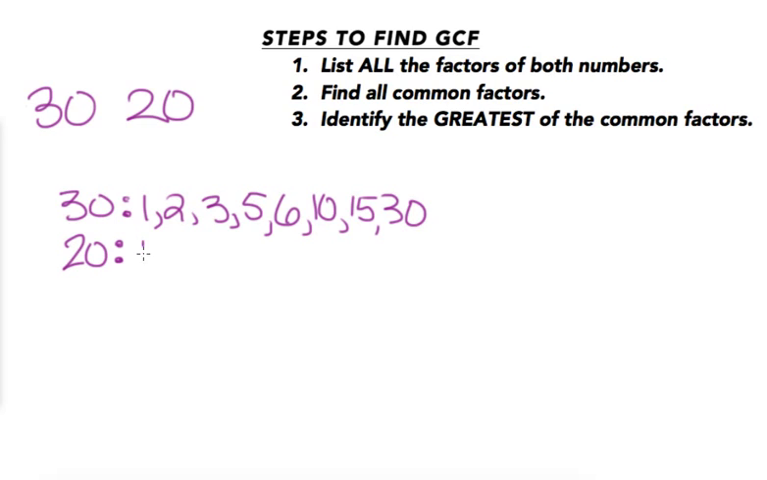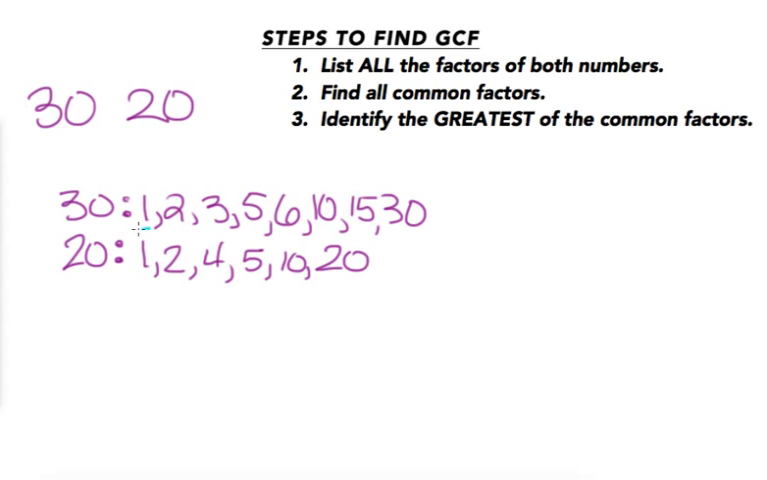I'll show you another method. I'll find factor pairs: 1 and 20 make 20, 2 times 10 creates 20, and 4 times 5 creates factors of 20. All right, so now we're going to go through and find the factors they have in common.